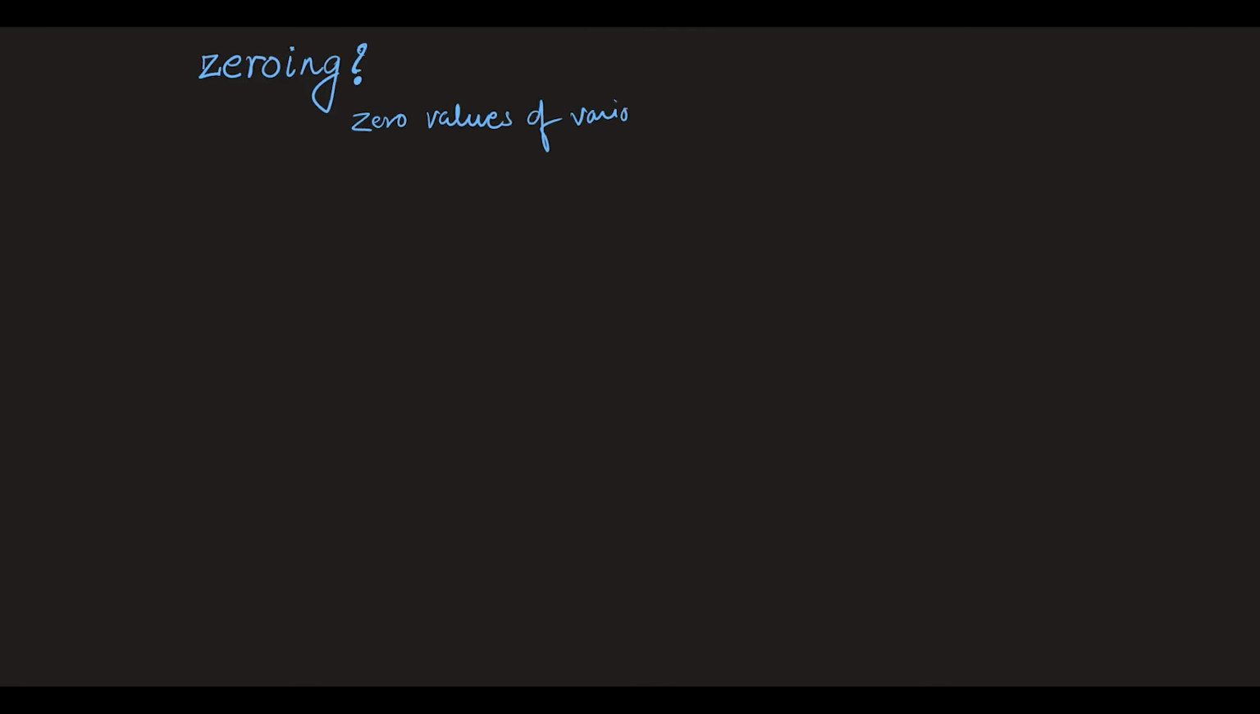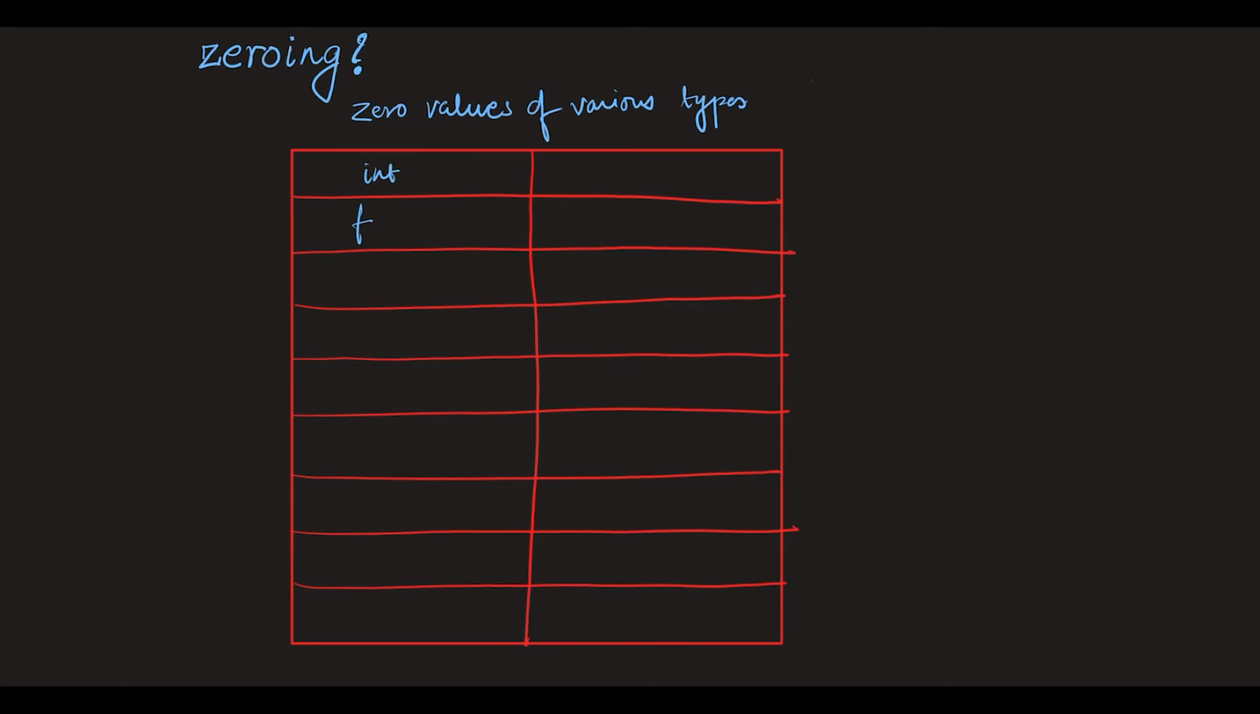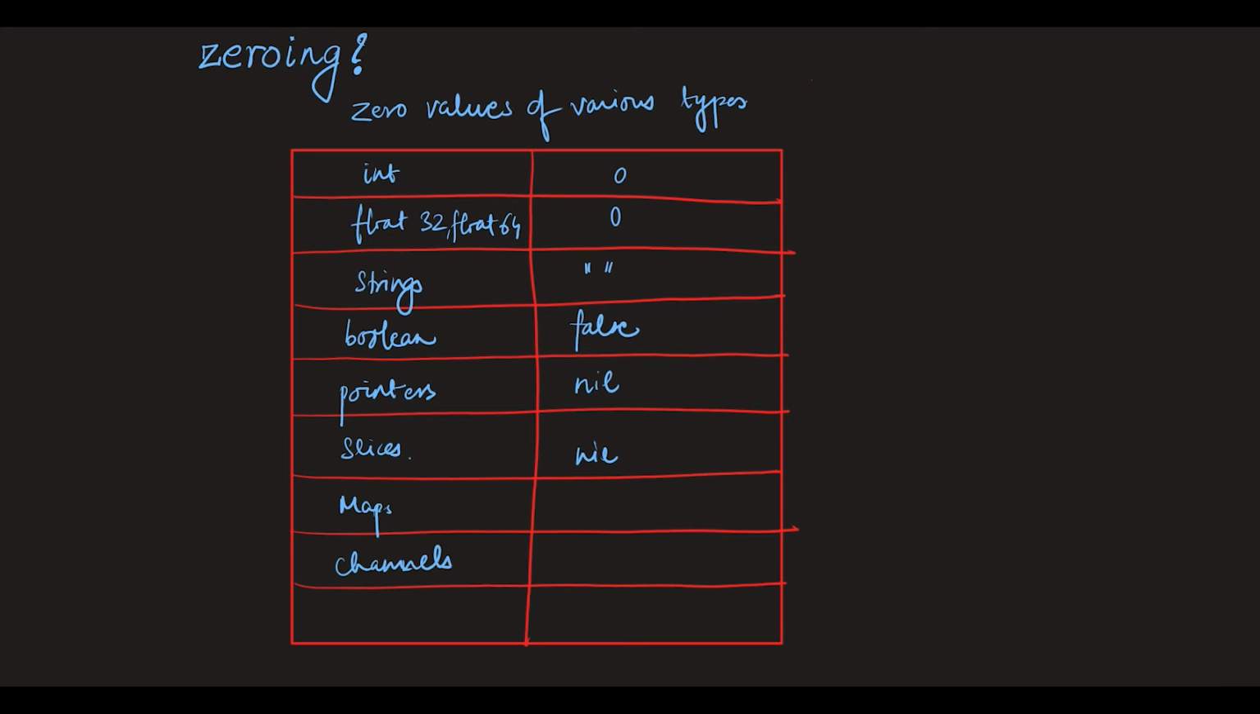What are the zero values of various types? For numeric types, for example int, float32, float64, the zero value is 0. For strings, the zero value is an empty string. For booleans, the zero value is false. For pointers, the zero value is nil. For slices, maps and channels, the zero value is nil, meaning there is no allocated underlying structure. For structs, each field in the struct is set to its respective zero value. For example, numbers become 0, strings become empty string, and so on.